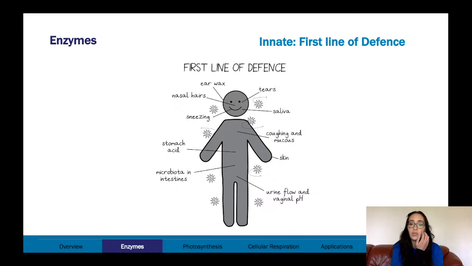You need to know your first lines of defense, all of these different physical barriers and chemical barriers as well. Instead of saying skin, you must say intact skin. Otherwise, you won't get marks. Intact skin, not just skin. Okay, that's really important. But know at least five of these.